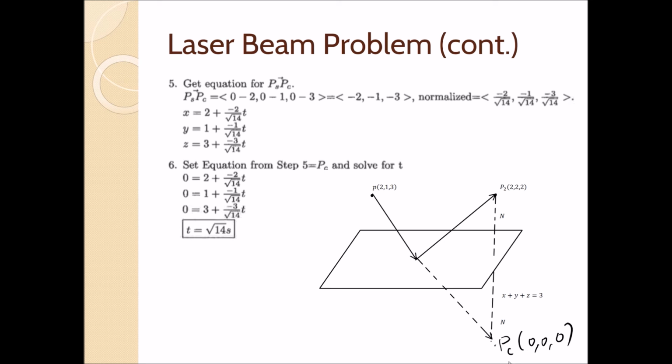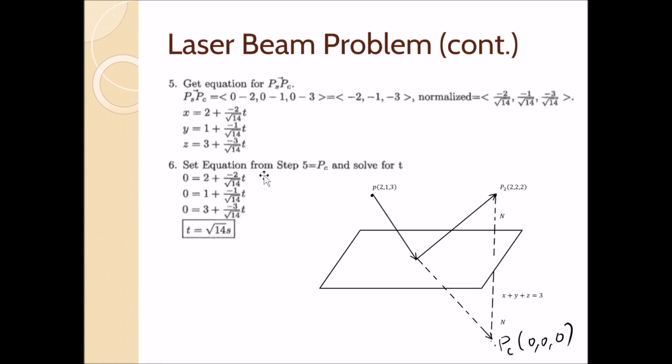Next, once we have PC as (0, 0, 0), we can find the equation of this line here. We're using points (2, 1, 3) and (0, 0, 0). We have a vector (negative 2, negative 1, negative 3), and we're going to normalize it because, again, we're dealing with time. So we have the vector negative 2 over root 14, negative 1 over root 14, negative 3 over root 14. Now we plug this normalized vector and this point in to get the equations for the line: x equals 2 plus negative 2 over root 14 t, y equals 1 plus negative 1 over root 14 t, and z equals 3 plus negative 3 over root 14 t.